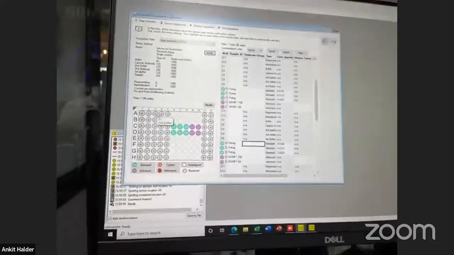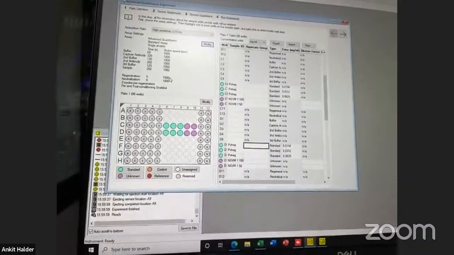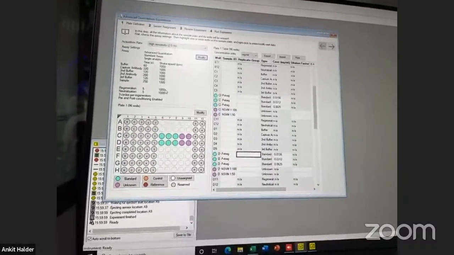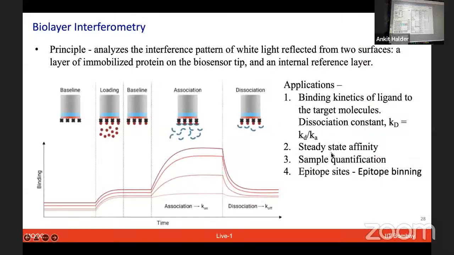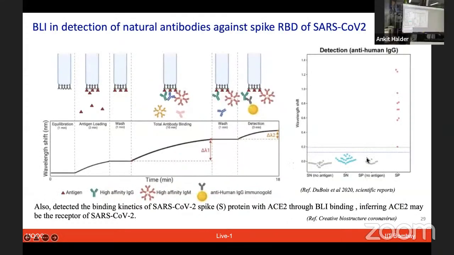So these are for the buffers, loading, and then buffers. So basically the idea is that first of all, we want them to, so if we can go to the slide, it will be easier.